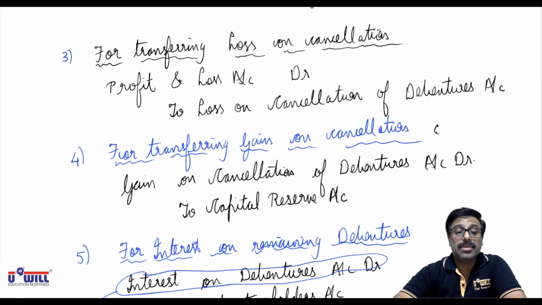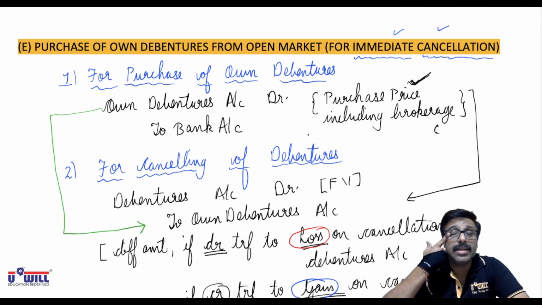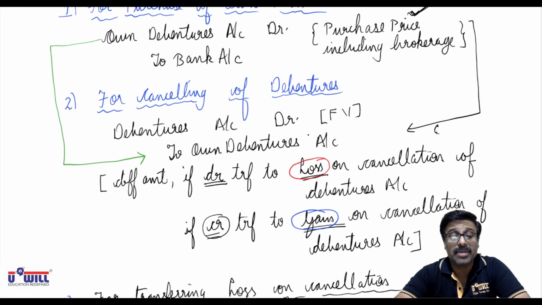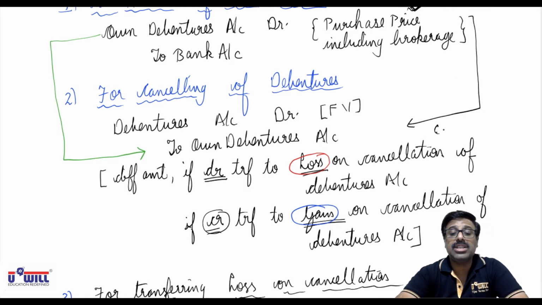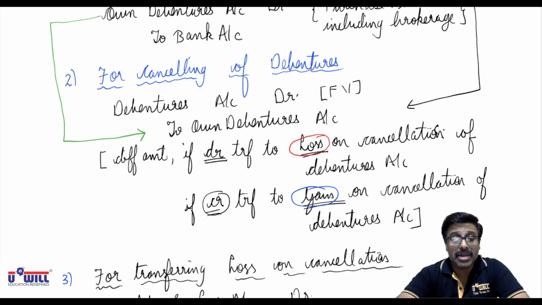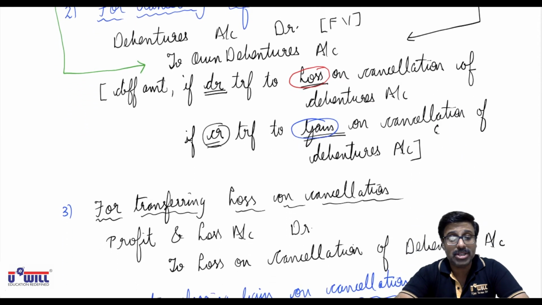Very first, for buying your own debentures from the open market, the entries, debentures comes in, debit what comes in, own debentures account debit. Bank is the giver, credit the giver to bank account with the purchase price, which may be including brokerage, etc. Then for cancelling of your existing debentures, the entry would be this debentures existing liability you will reverse and debit, and this own debentures you will reverse and credit. So debentures account debit to own debentures account.